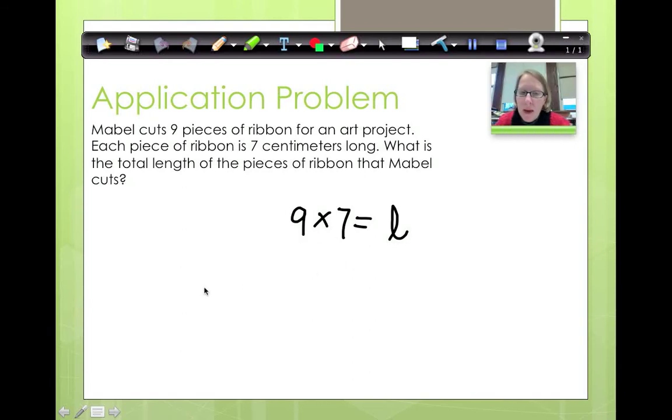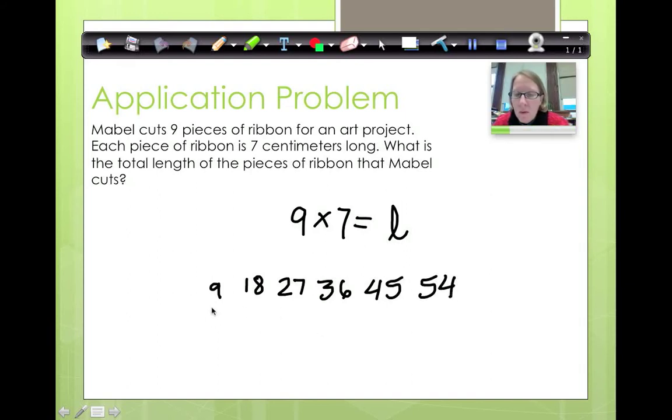Let's skip count. 9, 18, 27, 36, 45, 54. Now, let's do what we did yesterday. I can't remember what that next one is, so I know I need to add another 9, right? I'm going to do a plus 9, because each one of these is plus 9.